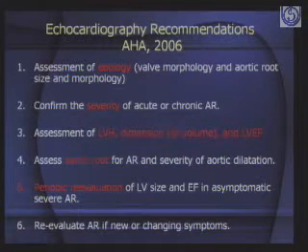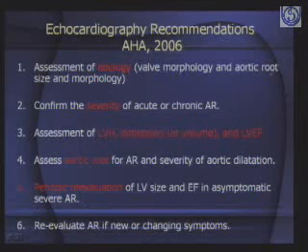Now what is the recommendation of the American Heart Association as far as echocardiography is concerned in a patient of aortic regurgitation? I'm sorry, those red points are not coming out very well, but the first point says assessment of etiology, valve morphology and aortic root size and morphology. This is how you will use echocardiography for aortic regurgitation, right?